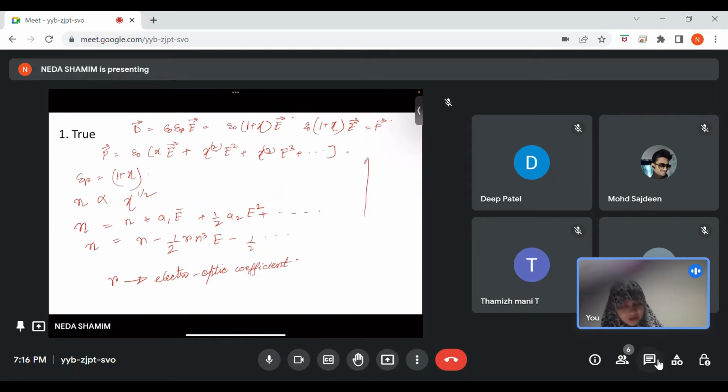If I plot n of E with E, you'll find these things in the textbook Fundamentals of Photonics by Saleh and Teich. If you try to plot this, it would be a linear relationship, and this is true for a Pockel's medium. A Pockel's medium has the linear electro-optic effect.